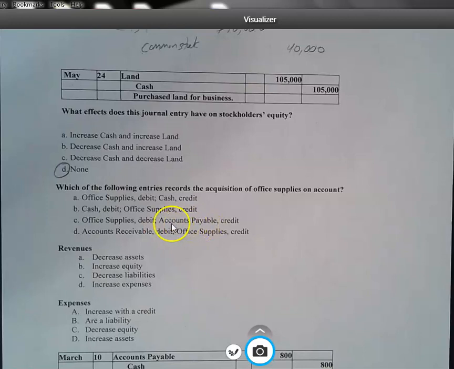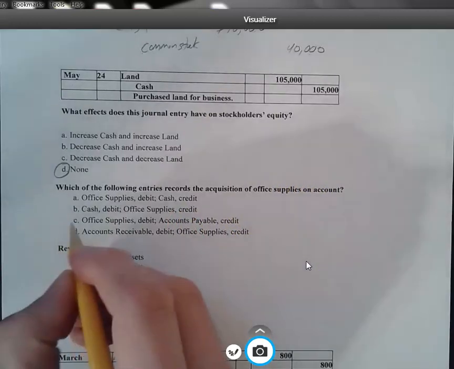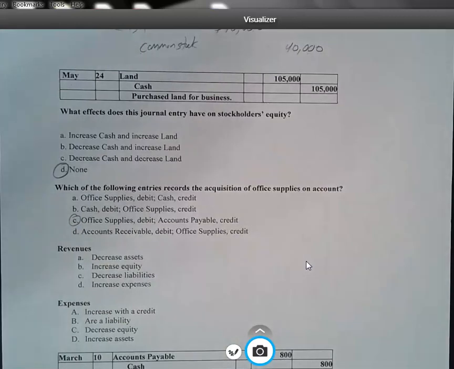But so too is our liability account, accounts payable, because we're purchasing it on account. Choice C is the correct answer.